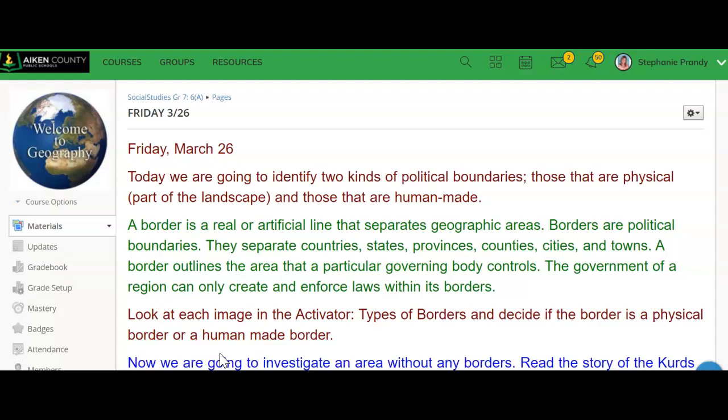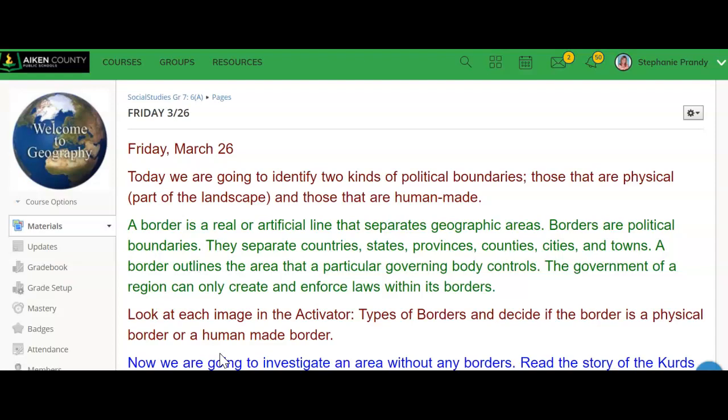It's a real or artificial line that separates a geographic area. They're also what we call political boundaries. So they make boundaries that separate countries, states, or in places that have provinces like Canada, or counties, cities, towns, all of those borders. Like if you drive from here to North Augusta, and you see welcome to North Augusta city limits, you are crossing a political boundary.